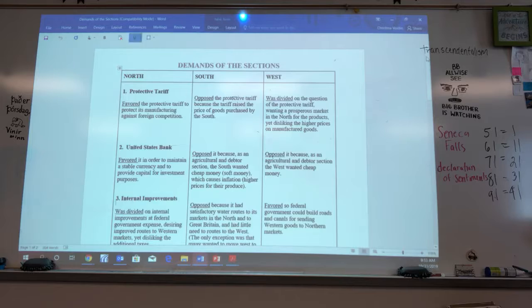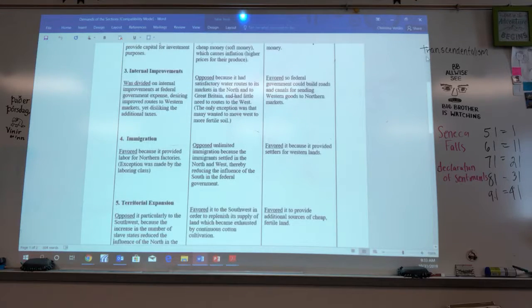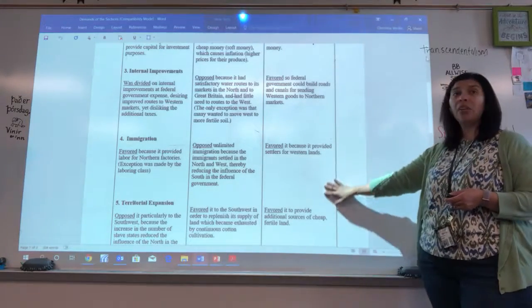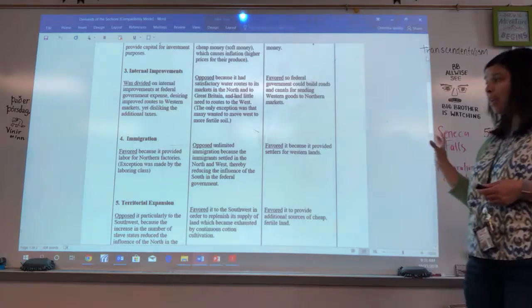We've also talked about internal improvements. The North was divided. They kind of liked it because it brought in raw materials. But they disliked it because it drained their population, right? That safety valve. The South did not like it because when we saw the map, did the South have much? Railroads, roads, canals? No. The West liked it because it provided a way for settlers to move west and their goods to get to market.